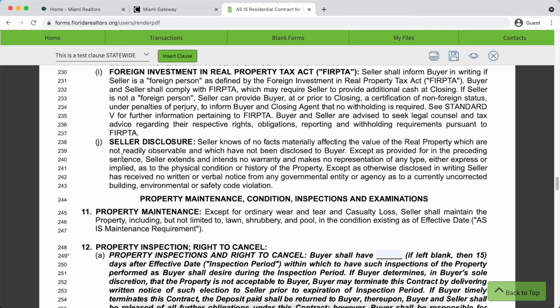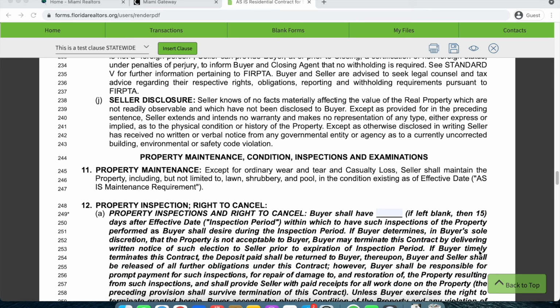Seller disclosure. So on J, in Florida, sellers need to disclose any material facts affecting the value of the property which are not readily observable by the buyer. Okay, so if a seller knows that the foundation is cracked, or the seller knows that the roof is leaking and he put a claim on that roof, he has to disclose it. So always make sure that you request a seller property disclosure when representing a buyer. And if you're representing the seller, make sure that you provide one and you ask your seller to provide one.